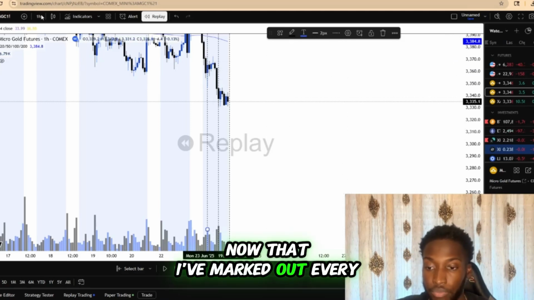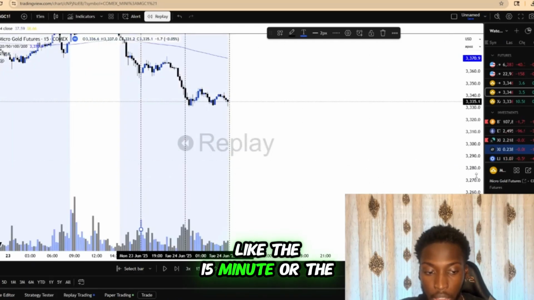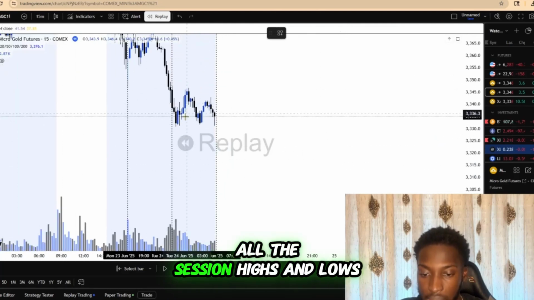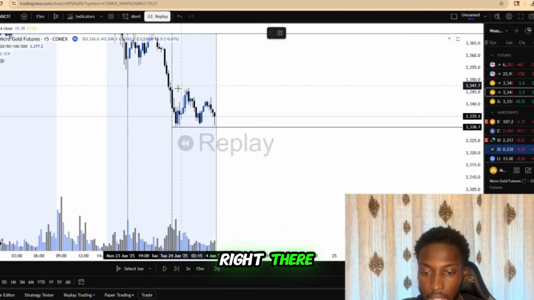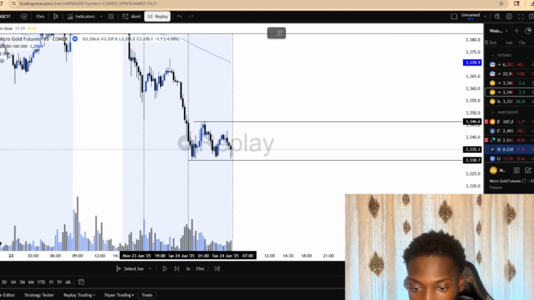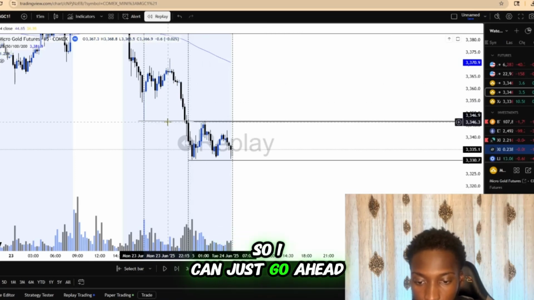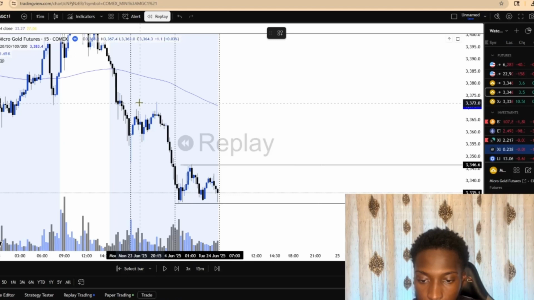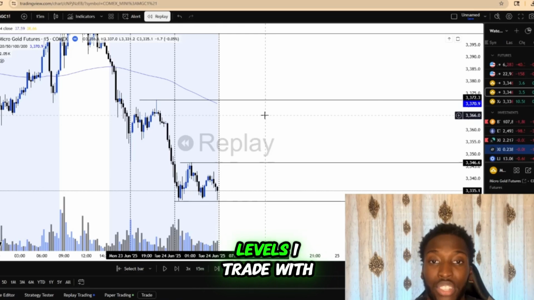Now that I've marked out every single open, I can go down to the lower time frame, like the 15-minute or the 5-minute, and I can go ahead and mark out all the session highs and lows. Session high right, session low right there, session high right there, session low right there. It's right next to the session high, so I can just go ahead and take this off. And this session high right here. These levels are very important, and these are the only levels I trade with.